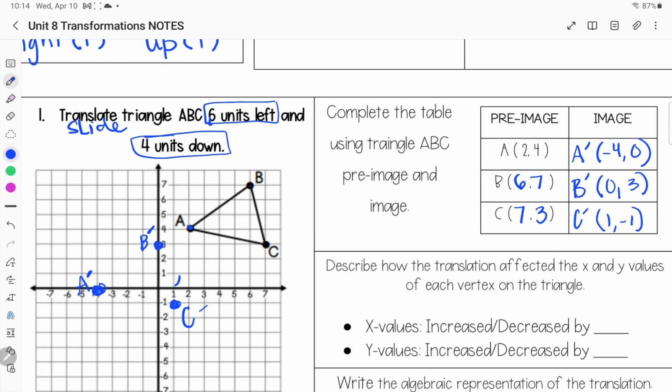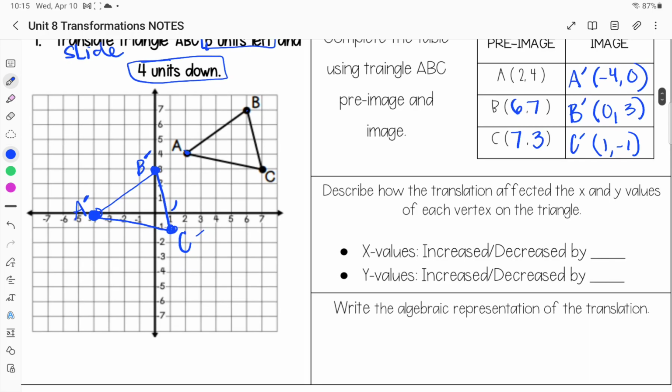And this is why it's a slide. I could take this original shape right here and just slide it over and then down, and it would end up exactly the same. That's why it's called a rigid transformation, is what we'll get to in just a minute.